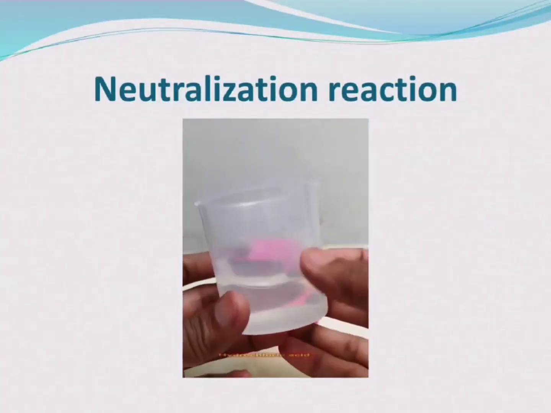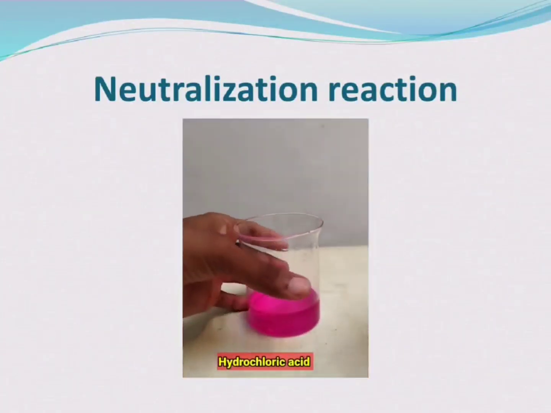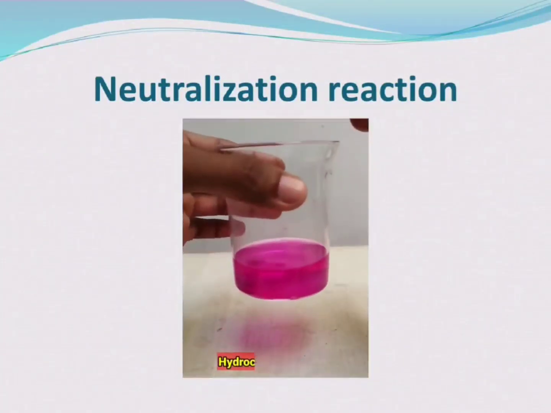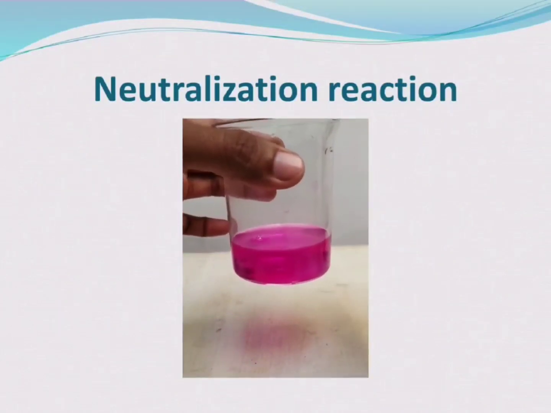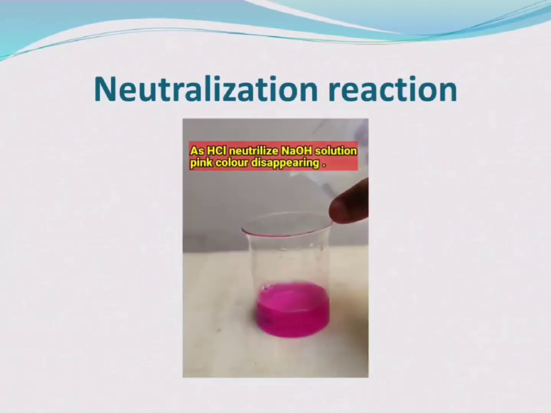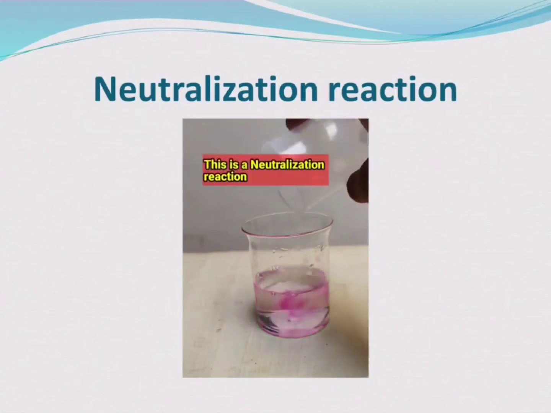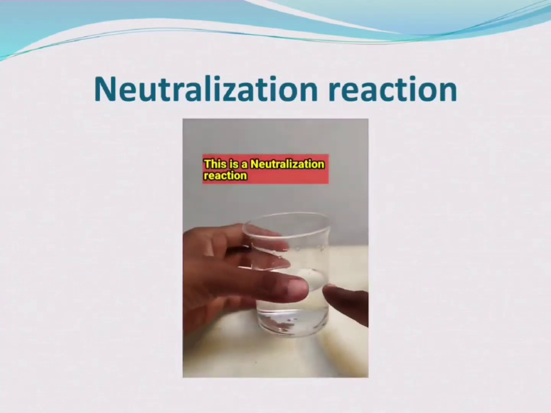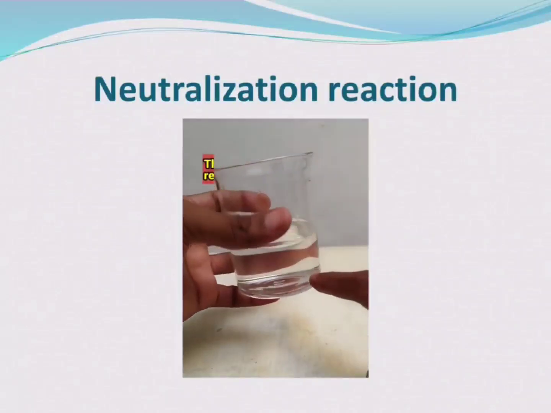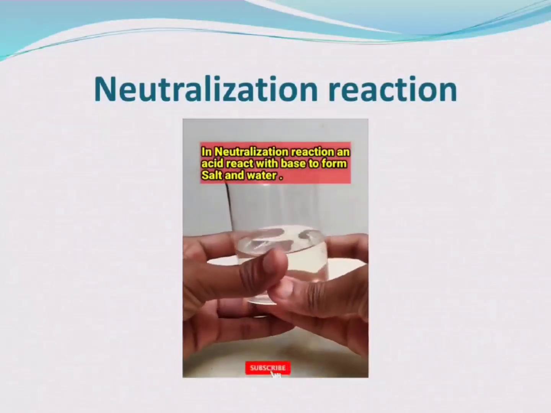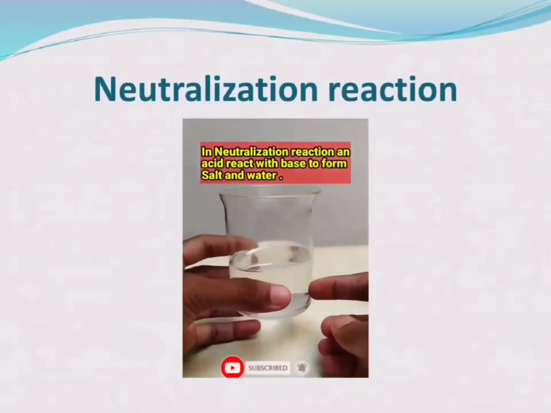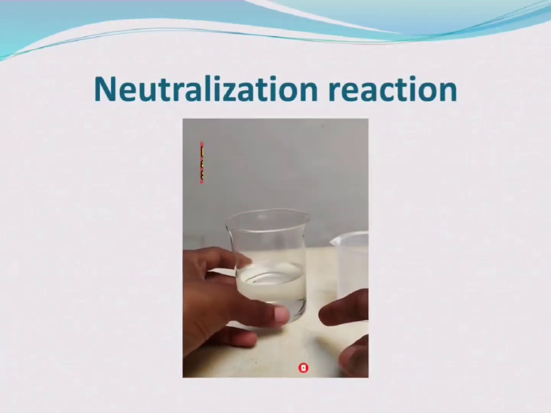Here we have taken sodium hydroxide as the alkali and we have added phenolphthalein to give it a pink color. And when we are pouring hydrochloric acid into the solution, we can observe that after a few drops, the color of the solution is disappearing. This is due to the neutralization reaction that happened between an acid and an alkali. Heat is also liberated out in this reaction.